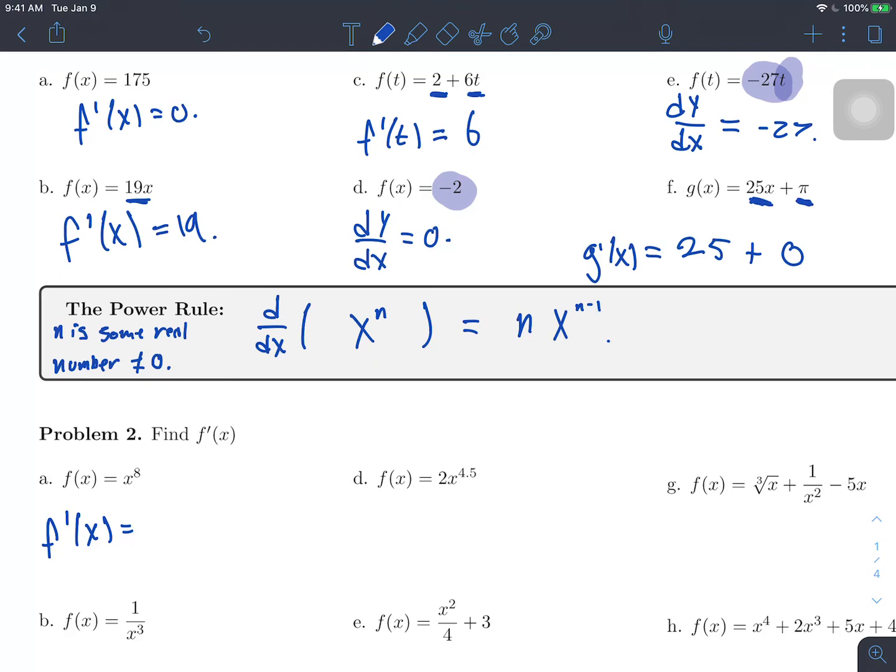So what should I put on the right-hand side here using this rule? Mia? 8. Anything else? Yeah, 8x to the 7th. Exactly. We just took the old power, we multiplied it down front, and we decreased our power by 1. Okay, this is pretty much the simplest application of the power rule that we could have.